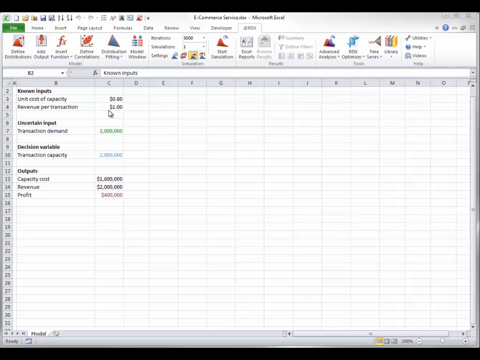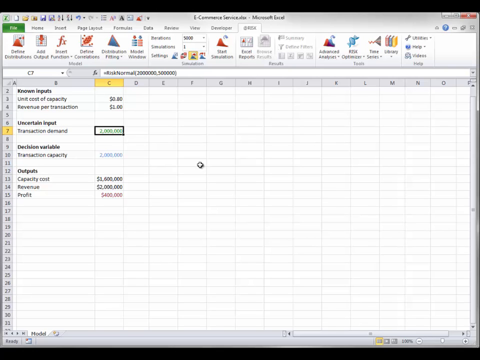Once an uncertain demand has been generated in cell C7, and a transaction capacity has been chosen in cell C10, the cost of capacity is 80 cents times the capacity, revenue is $1 times the minimum of capacity and demand, and profit is revenue minus cost. I've designated this as the only at-risk output cell. The transaction demand is assumed to be normally distributed with mean 2 million and standard deviation 500,000.